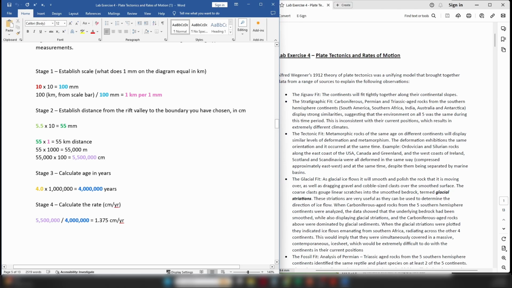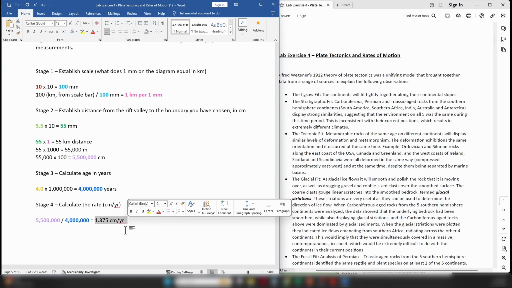So I'm going to take my distance in centimeters, 5.5 million, and divide it by my age in years, 4 million, and that's going to give me a rate of 1.375 centimeters per year. And that's the rate at which new crust formed at our divergent plate boundary is being pushed laterally away from that divergent plate boundary.